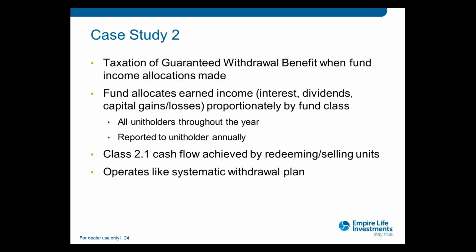In case study 2, we're looking at the same type of guaranteed withdrawal benefit plan, but there were some fund allocations made. So the fund allocates, as I said, earned income, whether that's interest or dividends or capital gains and losses, proportionally by fund class. It pays them to all unit holders throughout the year, and again, it's reported to the unit holder at the end of the year. Again, that cash flow is achieved by redeeming or selling units. It operates very similarly to a systematic withdrawal plan.